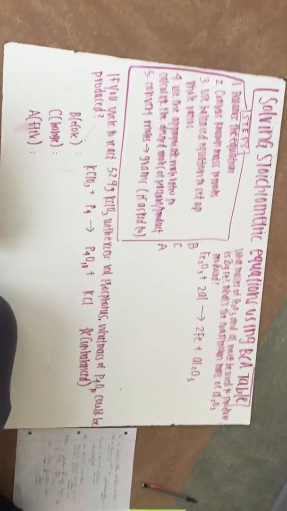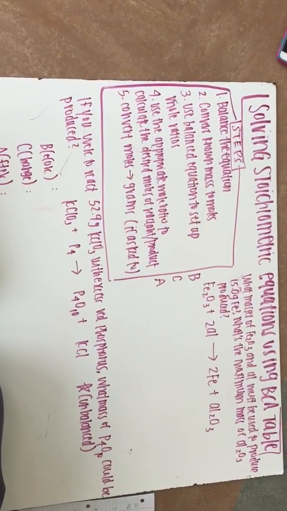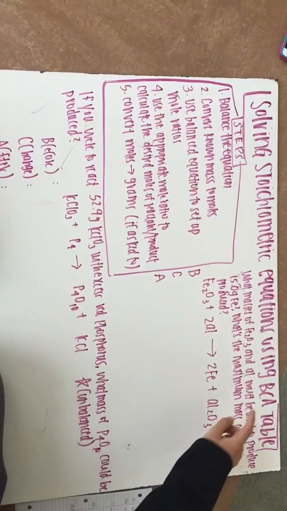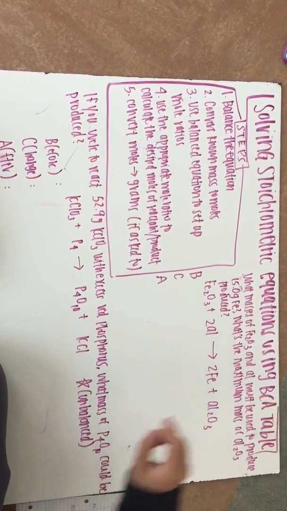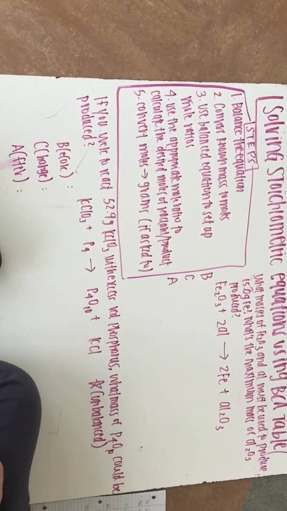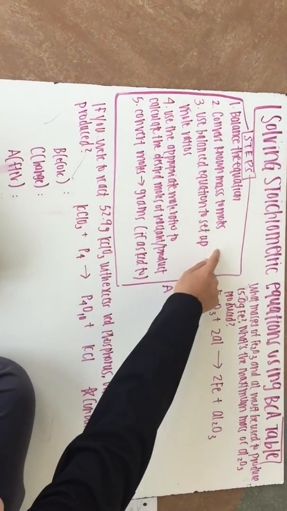Okay, hey guys, today we're going to be solving stoichiometric equations using a BCA table, or a BCA table: before, change, after. You're going to need to do a lot of this during this class. So basically we wrote out the steps right here.